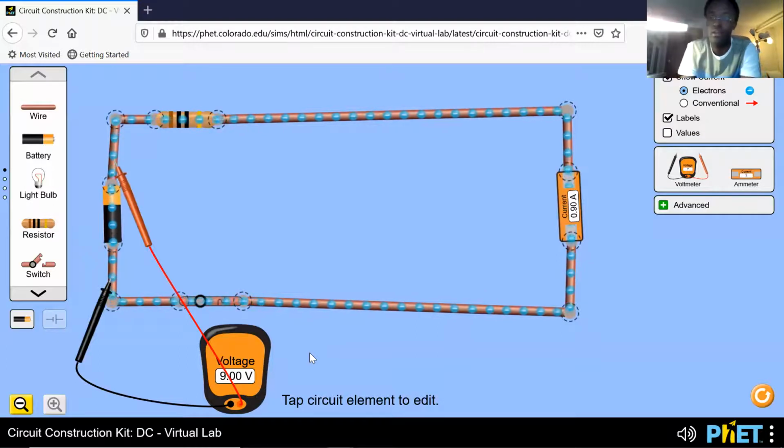Okay, and also the other way around. If the electrons are flowing clockwise, then the conventional direction of the current would be counterclockwise. So if I click on conventional, you see that the current is flowing in the opposite direction. So somebody is 1897, right? That's when, right? 1897. So you see, and the voltage changes also.